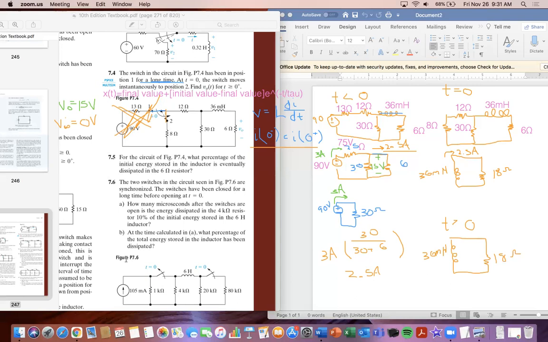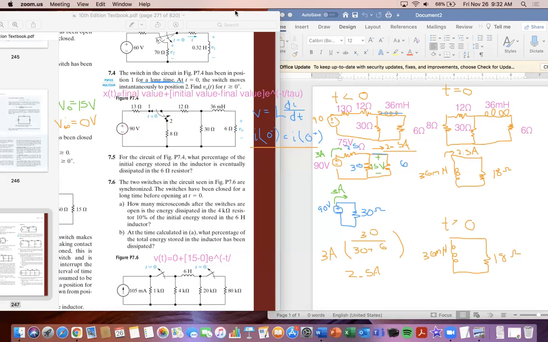So let me draw this down here for x of t. Let me just write it down here where there's some blank. The final value of v of t is going to be 0 plus initial, which the initial was 15 minus 0, and then times that by e to the negative t over tau. What's tau in this instance? Tau is going to be what resistance the inductor sees. So it sees everything in the circuit. If we look here, it's at this 90 volt source.